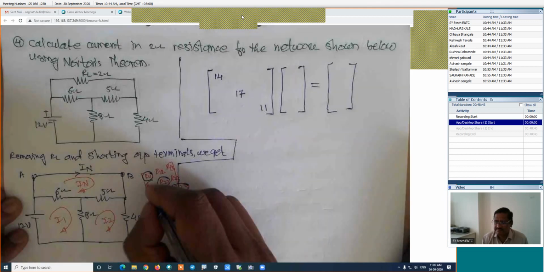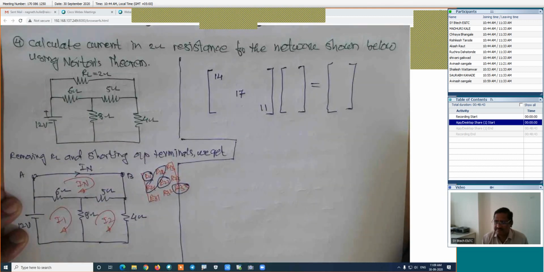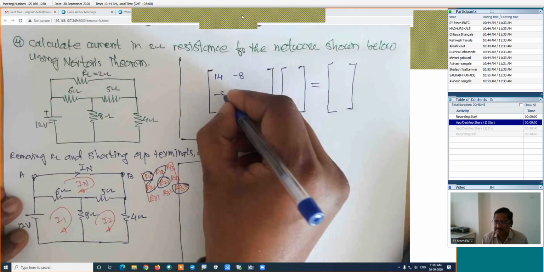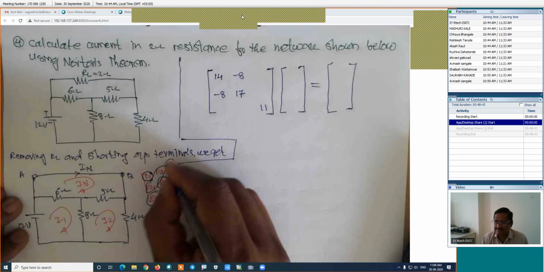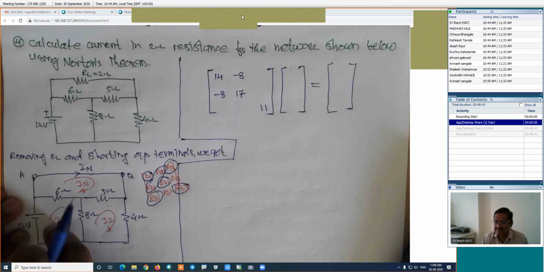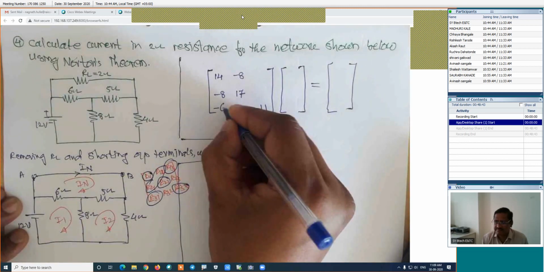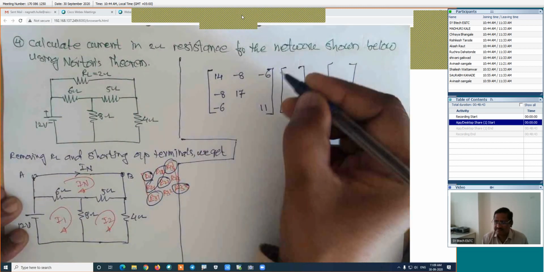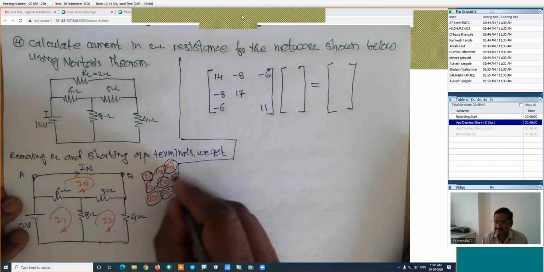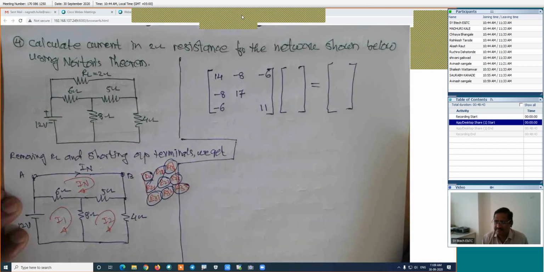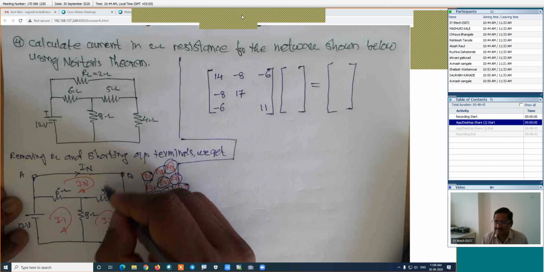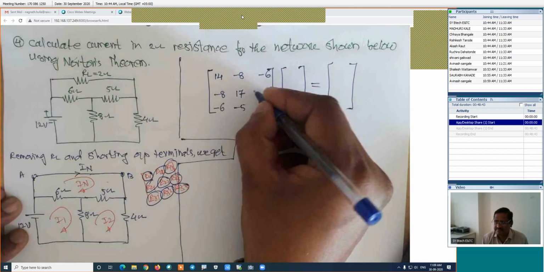Then we will find out these two elements, R12 and R21 resistance, which is common for the first and second loop. This is first loop, this is second loop. Its resistance common is 8, means it is minus 8 here. This is minus 8. Then we will find out R31 or R13. This is first loop, this is third loop. The common element is the 6, means its value is minus 6 here. Then finally we will find out this value R23 or R32. This is the resistance which is common, minus 5, here is minus 5.